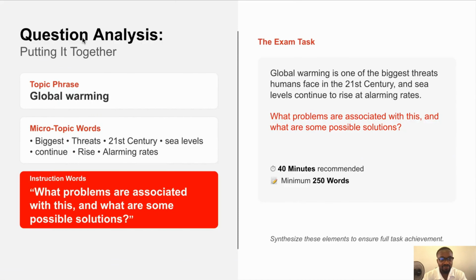So on the left, we have the results of our question analysis, which include the topic words we identified, the micro topic words, and the instruction words. And on the right, we have the question.